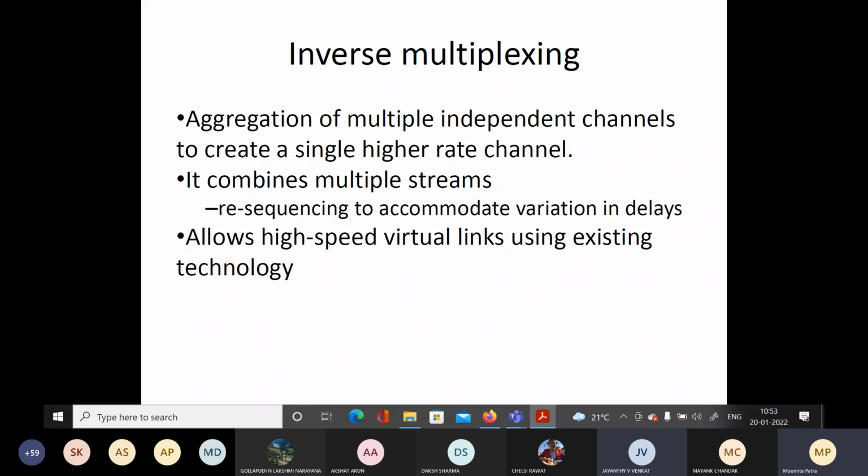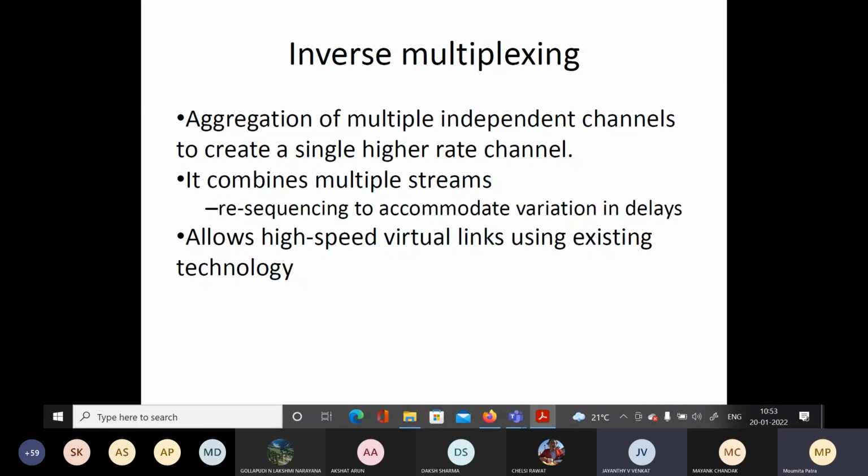Now if you put a multiplexer again after an inverse multiplexer, then you will get a single higher rate channel which will be aggregating these multiple independent channels. This is how an inverse multiplexer works. What is its job? It needs to combine multiple streams, resequencing them to accommodate different variations and delays. The inverse multiplexer also allows high-speed virtual links using any existing technology.